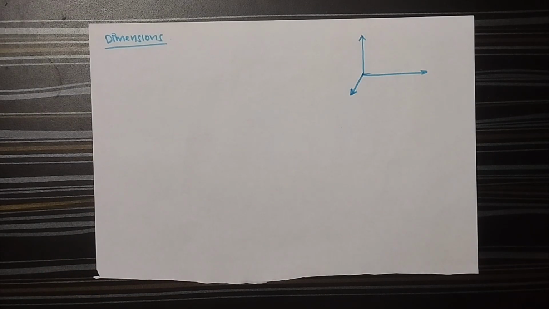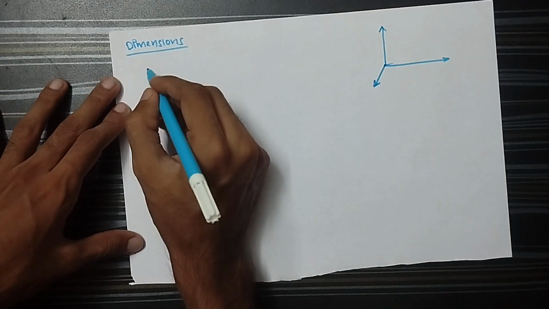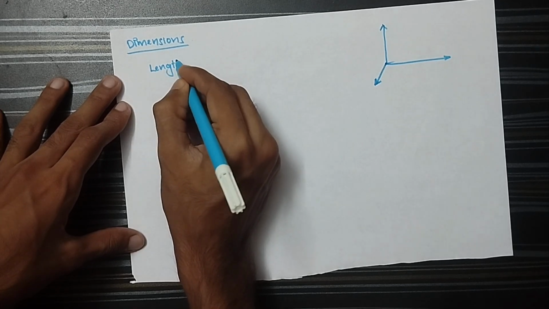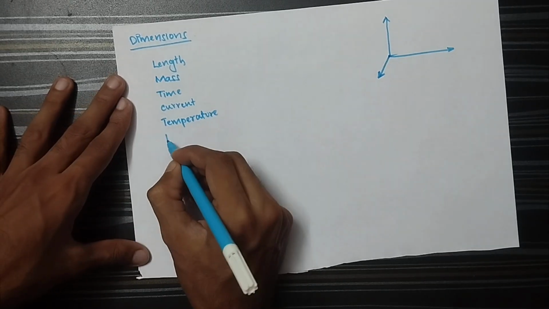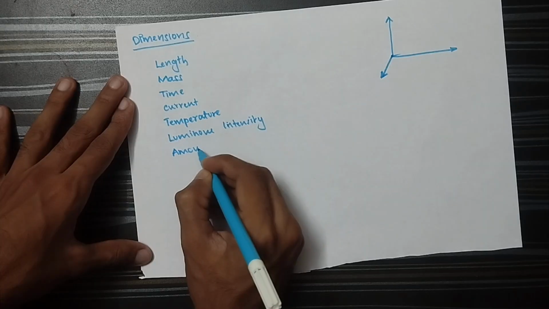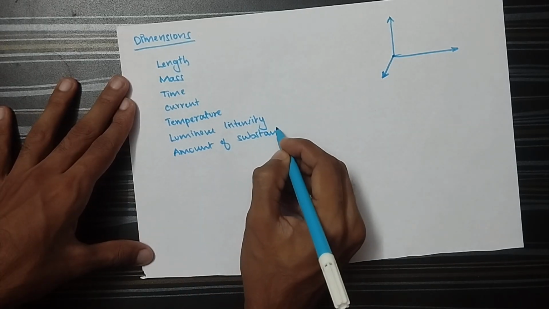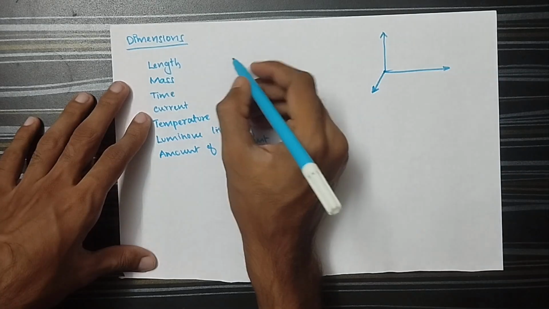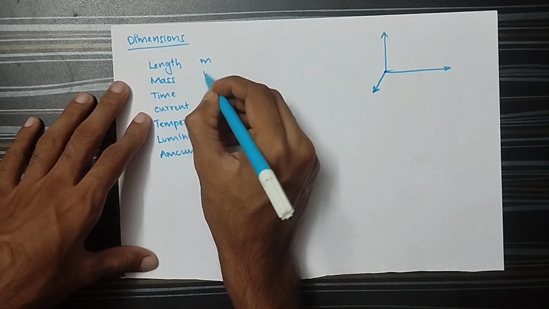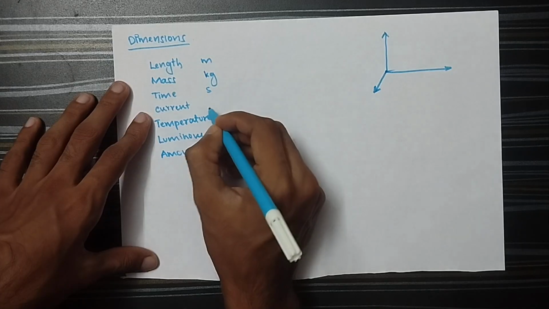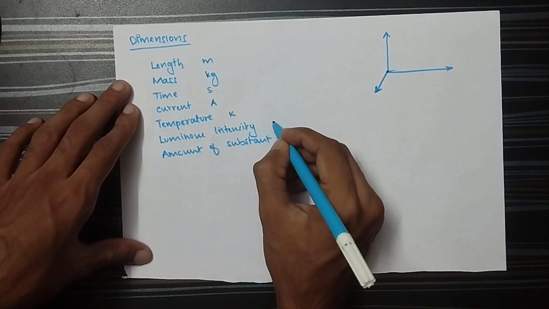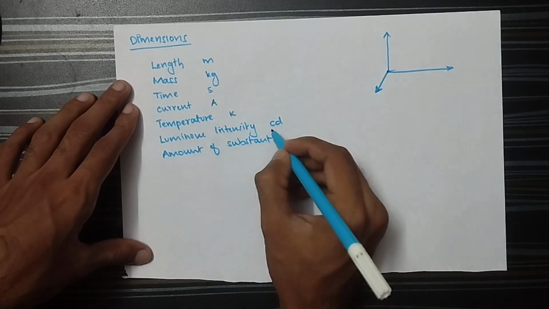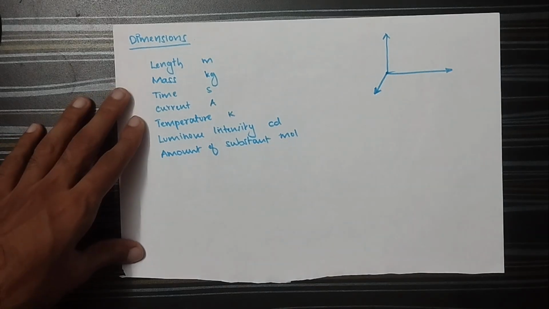Now, I bet you have learnt about the 7 fundamental quantities. What are the 7 fundamental quantities? We know there's length, mass, time, electric current, temperature, luminous intensity, and then there's amount of substance, right? And these are all measured in a certain SI unit. For length we have meter, mass we have kilogram, time we have second, current we have ampere, temperature we have Kelvin, luminous intensity we have candela, and for amount of substance we have mole. Right?